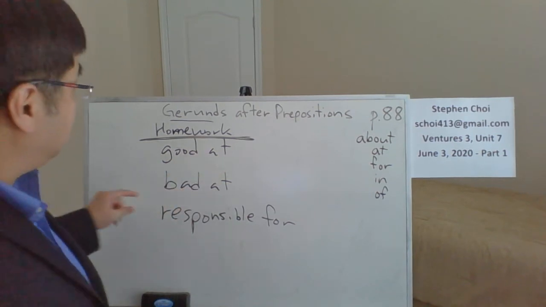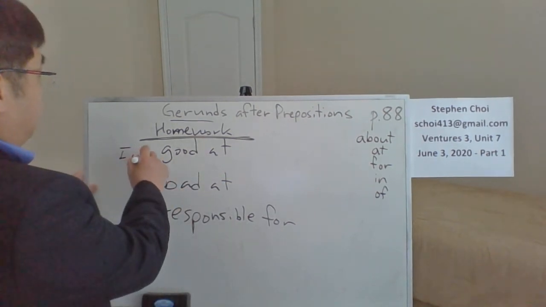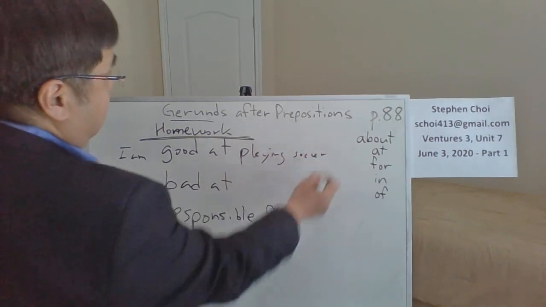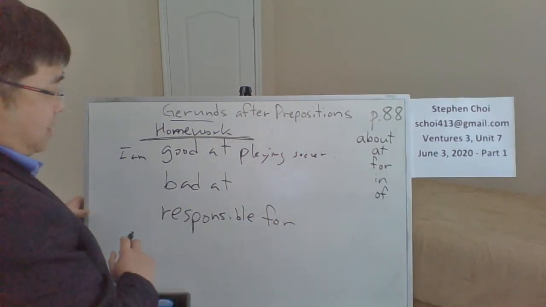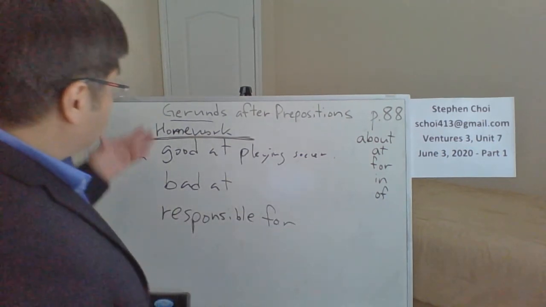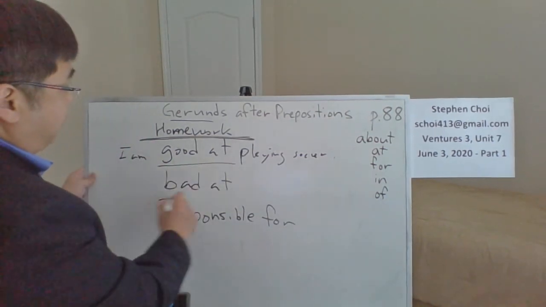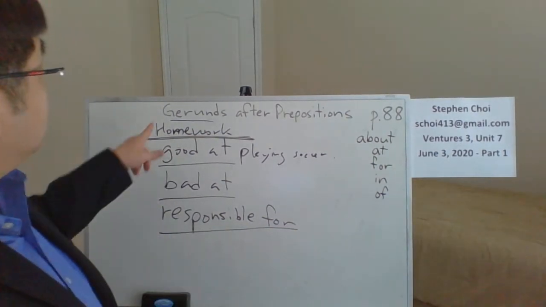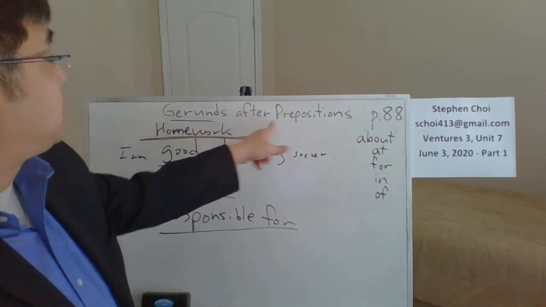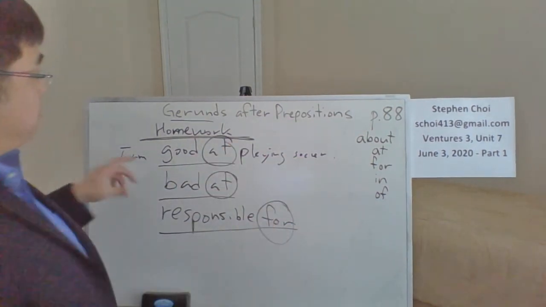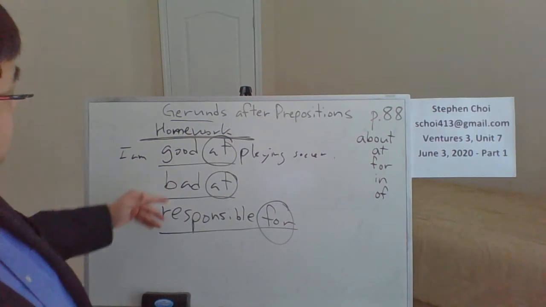So use these phrases. Good at. For example, I am good at playing soccer, or bad at playing soccer. I'm responsible for cleaning the bathrooms in my house. So use these phrases and turn them into sentences, using gerunds after prepositions. These are prepositions. Make 3 sentences using these phrases.